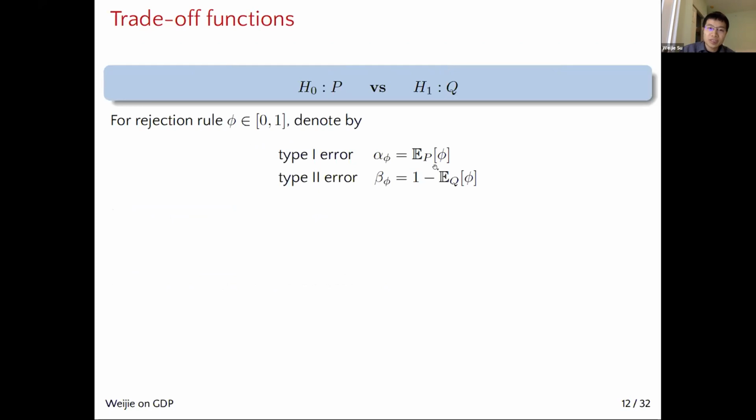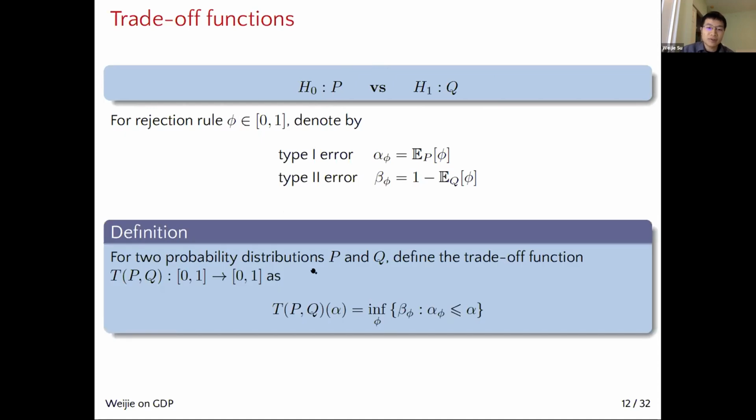Here P denotes the distribution of the output of the algorithm if the reality is S, and Q is the distribution of the output of the algorithm if the reality is S prime, meaning that, say, any one individual is in the data set. This is very typical, a simple hypothesis testing problem. We only have one distribution in each of the hypothesis classes. The type 1 error is defined as this, and beta is the type 2 error, given any rejection rule.